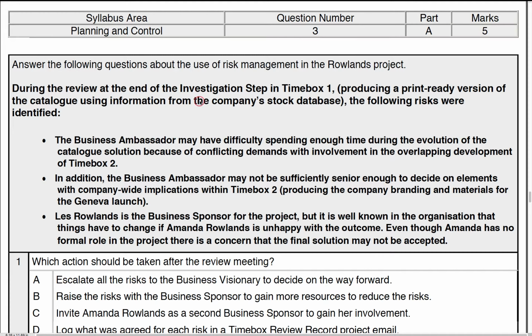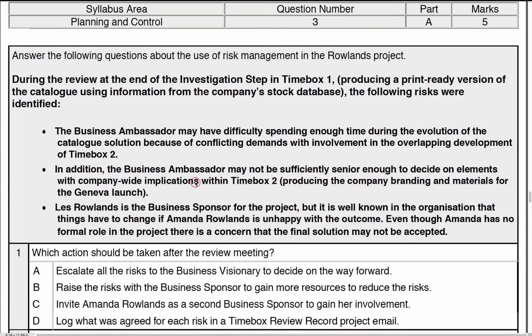So during the review at the end of the investigation step in time box 1, print ready version, the following risks were identified. So firstly, the ambassador may have difficulty spending enough time during the evolutionary solution. Now this is obviously down at time box and team level to discuss how to handle that. So that's their level of risk they can handle, they're empowered to. In addition, the ambassador may not be sufficiently senior enough to decide on the elements. So this might be something that the PM may need to raise. So we'll have a look at that and see how it might work.